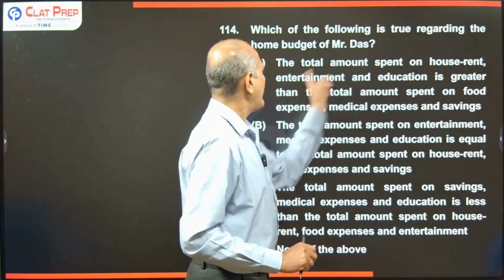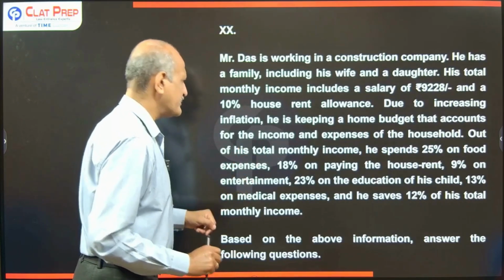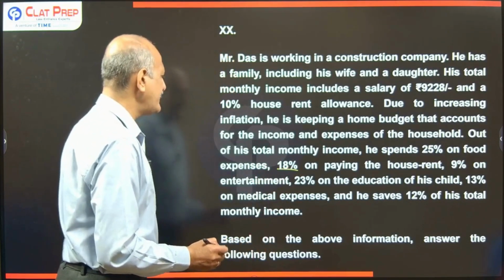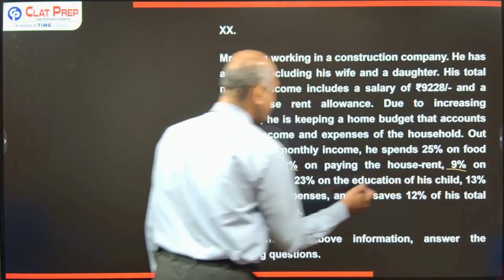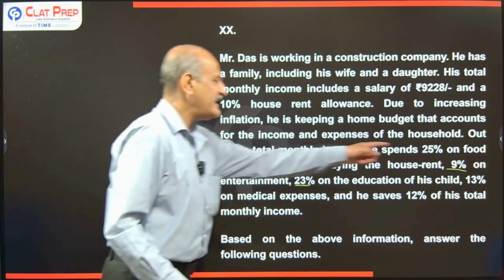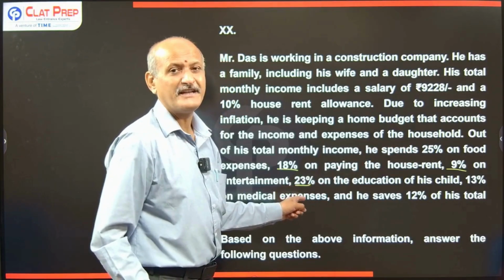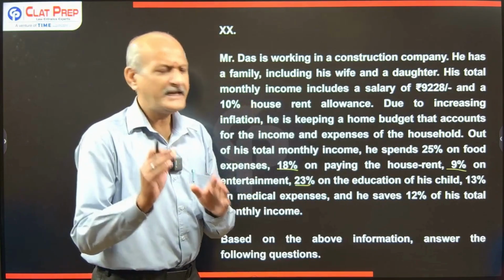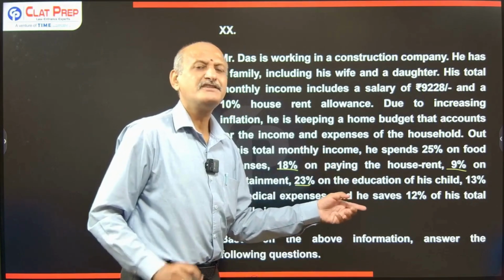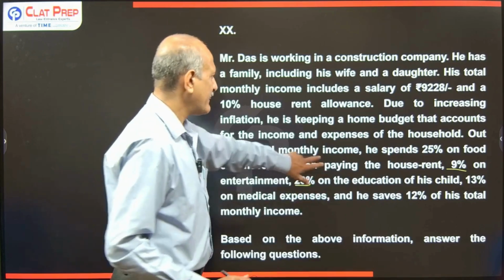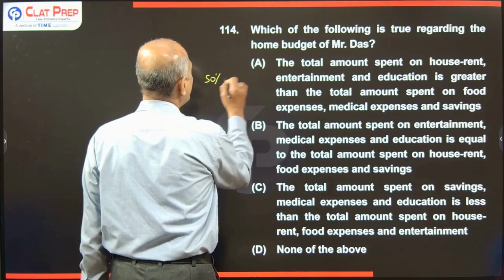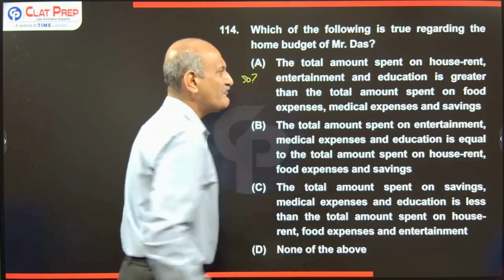So let me do this one. House rent, entertainment and education, how much is this? For house rent he is paying 18%, for entertainment he is paying 9%, and for education he is paying 23%. Correct? 18 plus 9, how much? 27. 27 plus 23, how much? It comes equal to 50. So can I tell 50% he is giving to these 3 categories? So it is understood 50% he would give to the other 3 categories. Correct? For the first 3 categories it is 50%, and for the next 3 categories again it is equal to 50%.